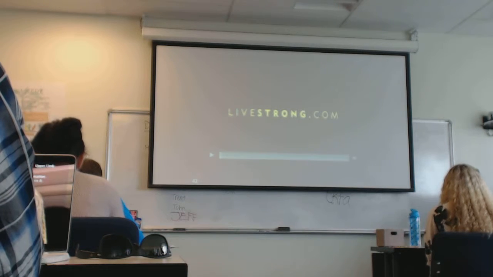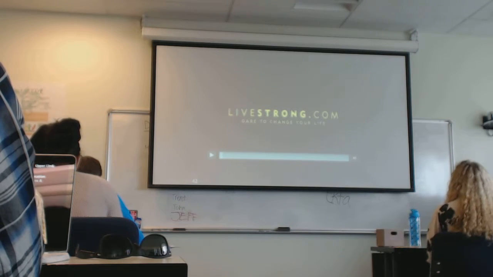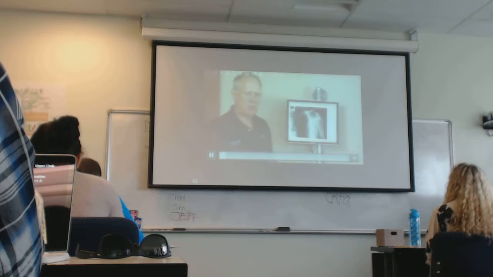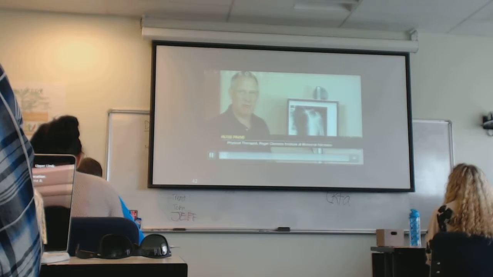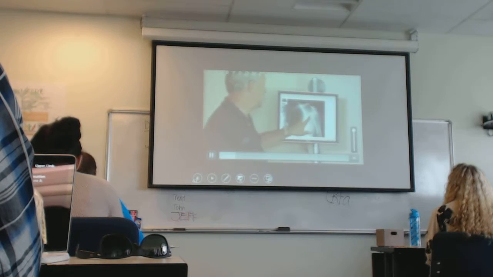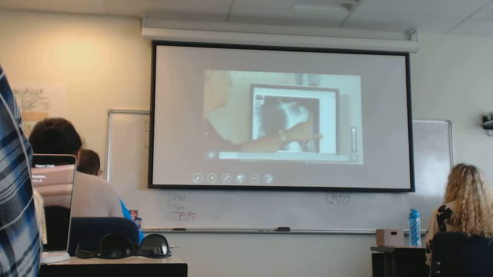Let the strong man tell us how to avert it. Today we're talking about how to treat a shoulder dislocation. Obviously this is a traumatic event. It's not a gradual thing that happens. But on the x-ray here you can see the humeral head is not in the socket. The humeral head is supposed to be here.